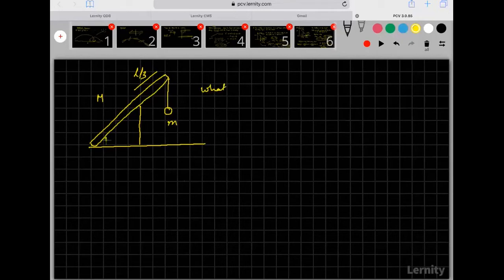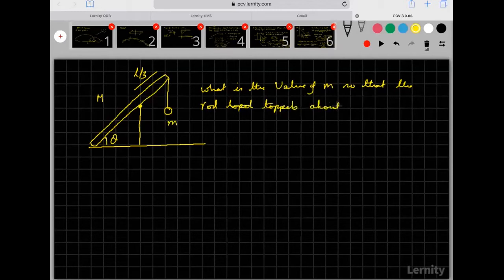This angle here is theta. What is the value of m so that the rod topples about O? The angle is theta.